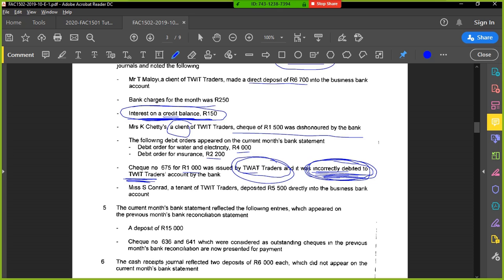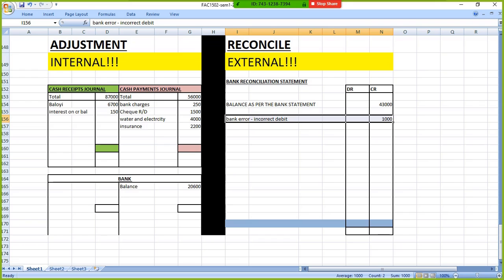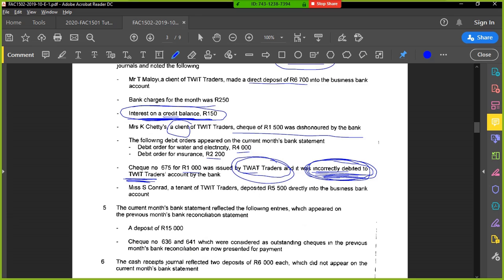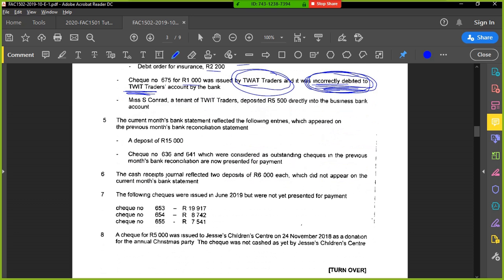Conrad, a tenant, deposited 5.5 into the business bank account. Adjust to reconcile. Adjust, yes. Where? Receipts. Good. 5.5 coming from a tenant. They're depositing money into the business's account.